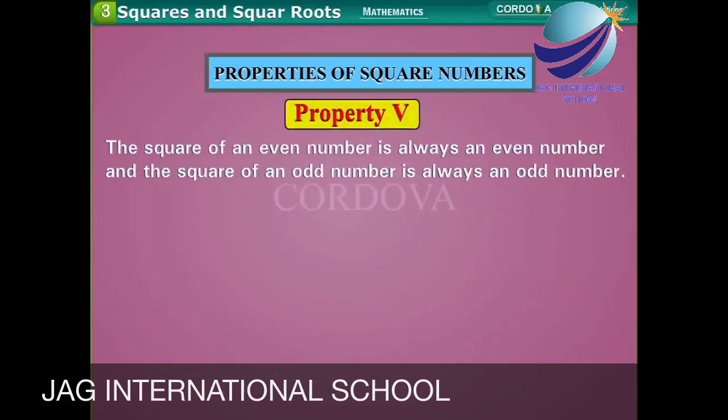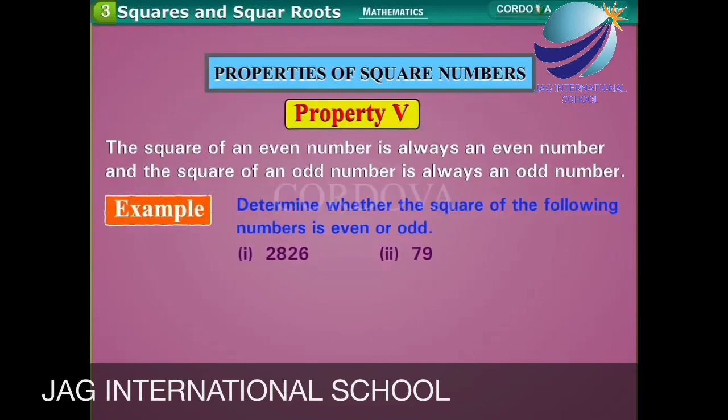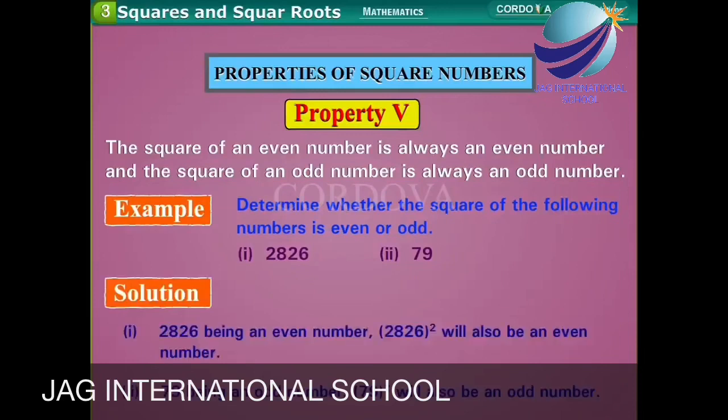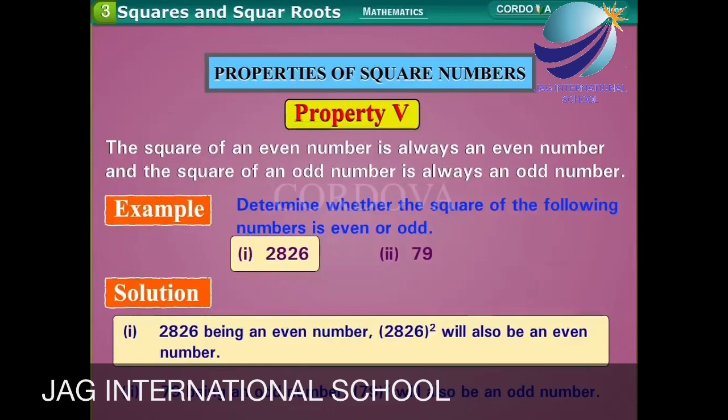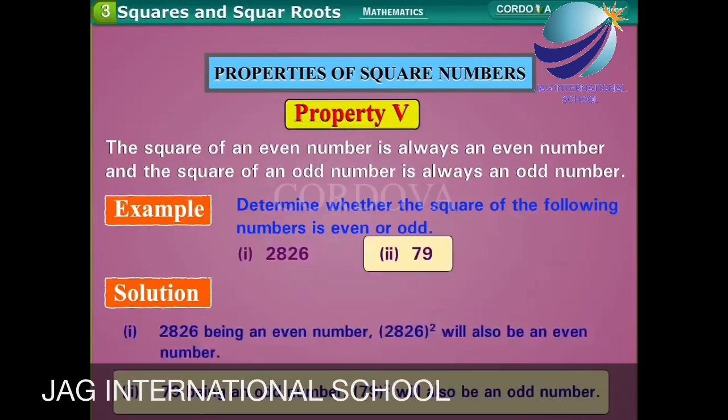Property 5. The square of an even number is always an even number and the square of an odd number is always an odd number. Example: determine whether the square of the following numbers is even or odd? 2826, 79. Solution: 2826 being an even number, 2826 squared will also be an even number. 79 being an odd number, 79 squared will also be an odd number.